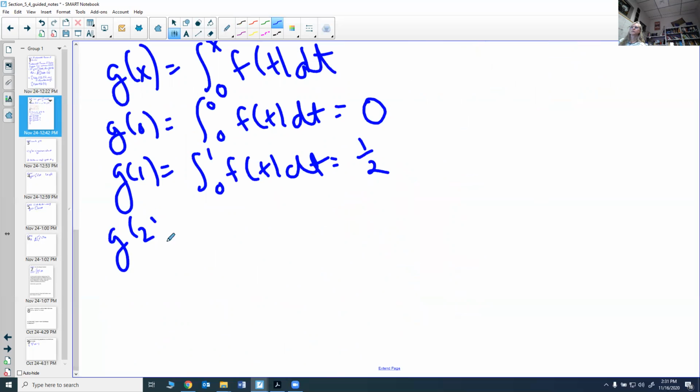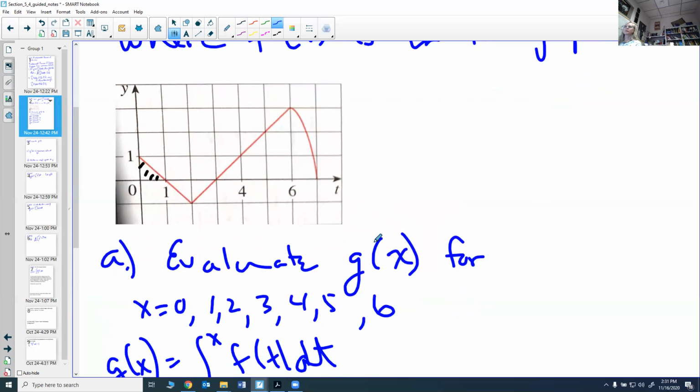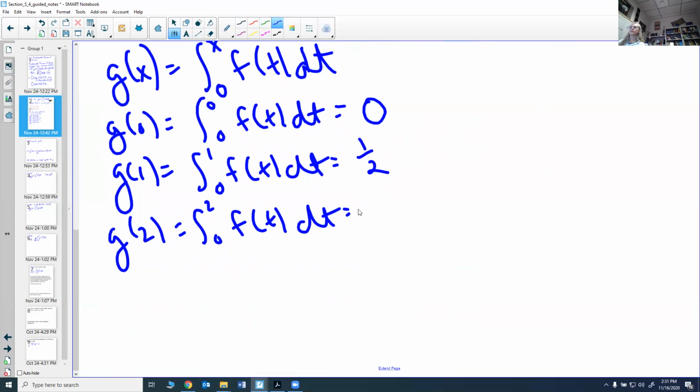G of 2 would be the integral from 0 to 2 of f of t dt. Again, if we can find out what that integral is, we can find out what that function value is. In this case, we're using graphical methods, but we can also use numerical methods to do this. So in this case, we now have from 0 to 2 would mean we're coming all of this and all of this. So again, all you can do is add these two areas. Of course, this area is below, so you have to subtract this area. So it's this area minus this area. Since they're the exact same because of some symmetry going on here, we know that this answer is 0.